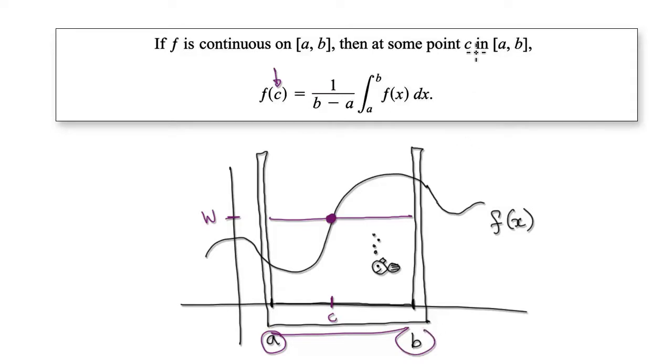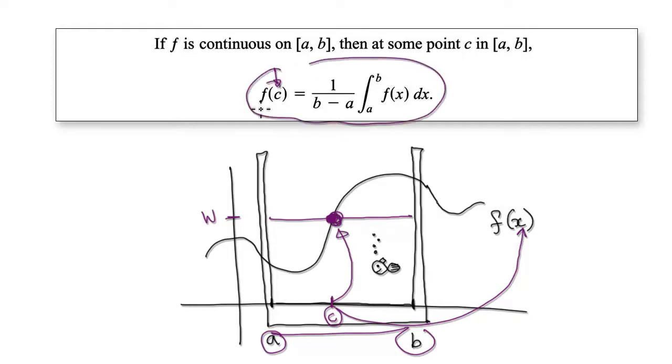That's what's meant by at some point c in between a and b. I don't know where c is, but it must cross over the actual function itself. So if you put c into the function, it will jump up to here, and this is the height at which the water will settle. That's what the theorem is saying. I will explain more on this later on.